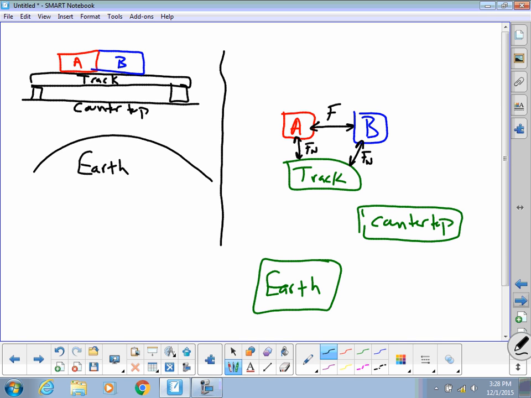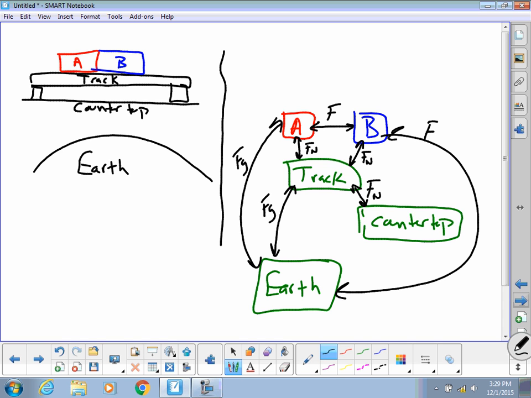We also know that the track is in contact with the counter. That would be a normal force between them. And then we could talk about the force of gravity being exerted between those two. There's a force of gravity here. We've got the force of gravity between these two. We've got gravity between the counter and the earth. And so we have all these interactions going on within this large system of objects. That's a lot of interactions, but anytime you have things in contact with each other or gravity, you're going to get a lot of different interactions.